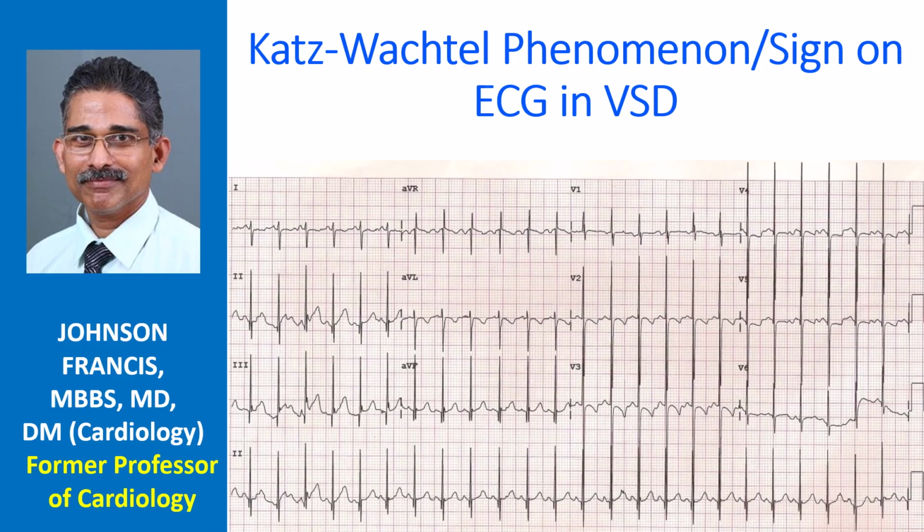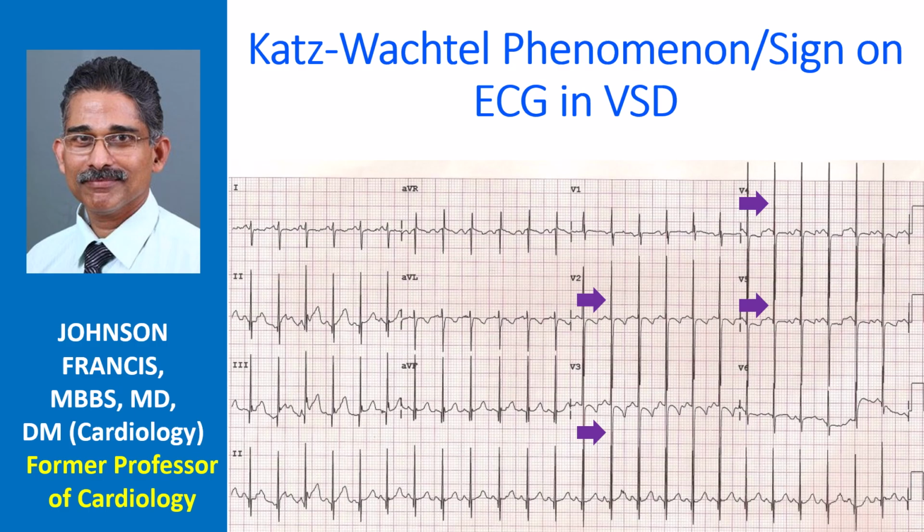Katz-Wachtel phenomenon sign is tall diphasic RS complexes at least 50 mm in height in leads V2, V3 or V4, that is, the mid-precordial leads. The original description by Katz and Wachtel was published in 1937. The sign has been described in VSD with biventricular hypertrophy in children. It can be seen with isolated VSD as well as complex VSD. In fact, the article cited from Circulation was on complete transposition of the great vessels.